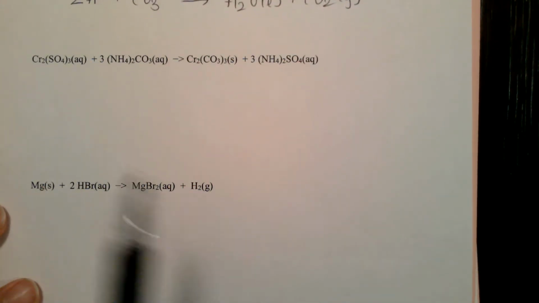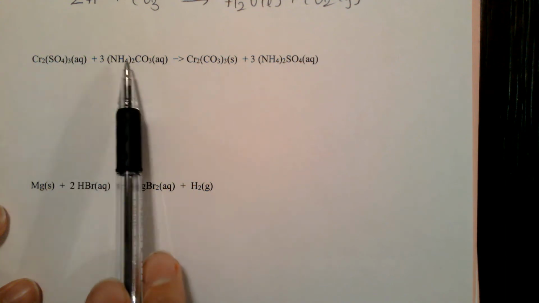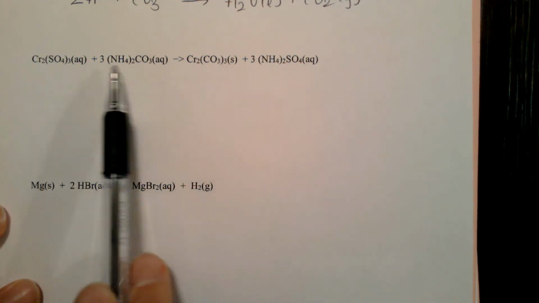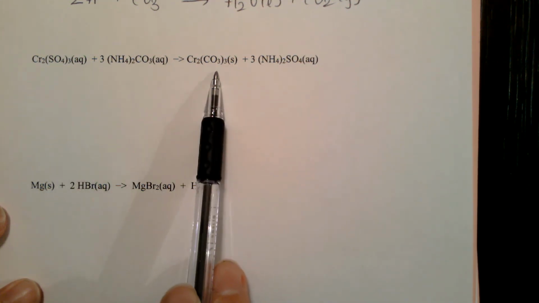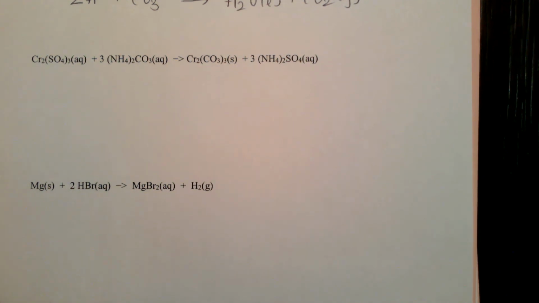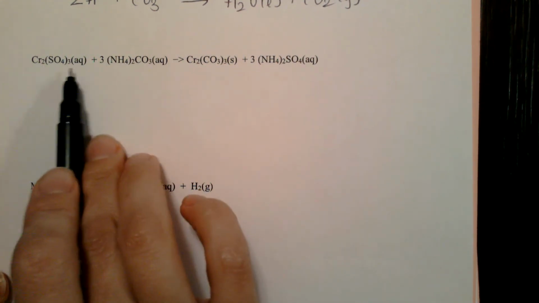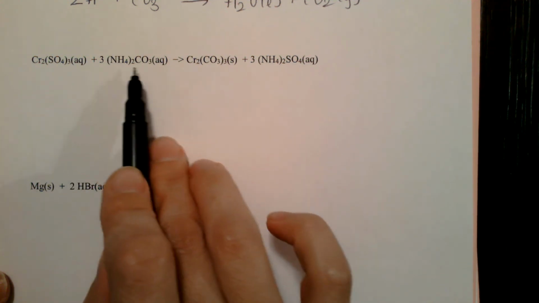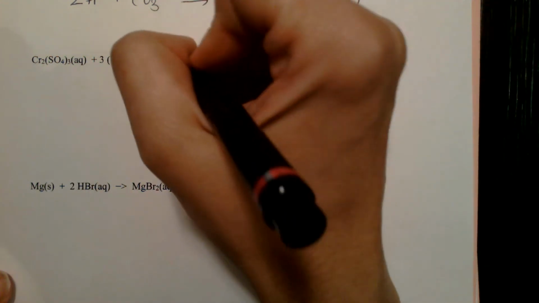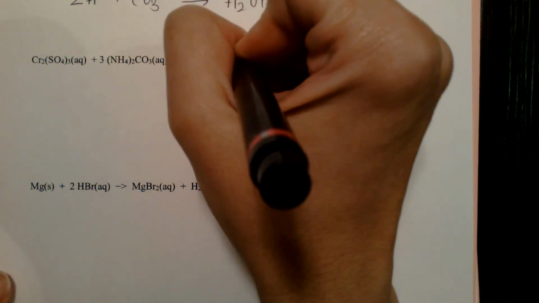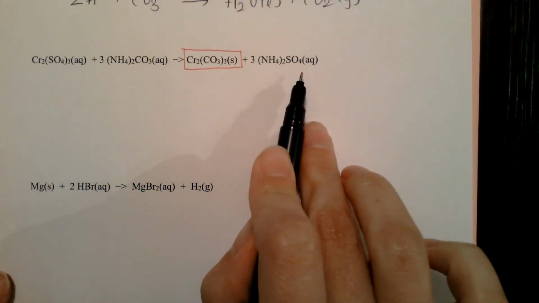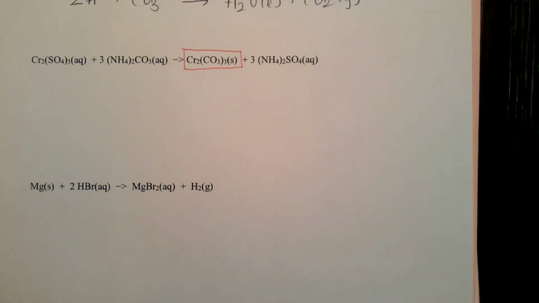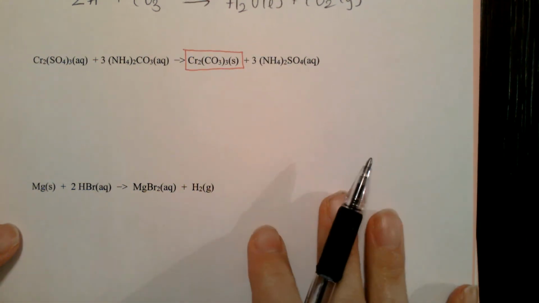Okay, so next looks like we have aqueous, aqueous, solid, aqueous. Looks like here we're looking at a precipitation reaction again. So again, I'm going to go through and look. Aqueous, so that means it's soluble, it's ions in solution. Aqueous, same thing. This one's a solid, this is my precipitate, so I'm going to put the box around it. And this one is also aqueous, so I'm going to break that apart into ions.